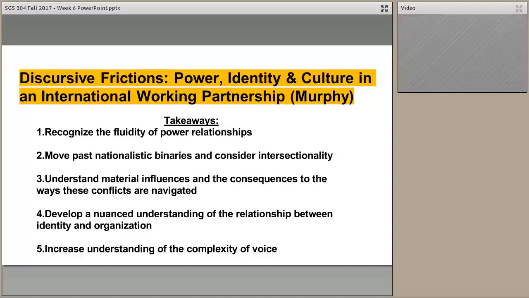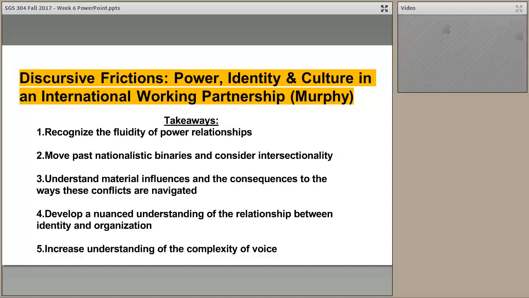Next, it is important to develop a nuanced understanding of the relationship between identity and organization. This was especially evident when attempts to use diplomacy were made in order to keep the project moving forward. There were times when both groups identified more with the partnership as opposed to their other, more conflicting identities. At some points, it was helpful for each to connect into the partnership's mission more than their home organization.